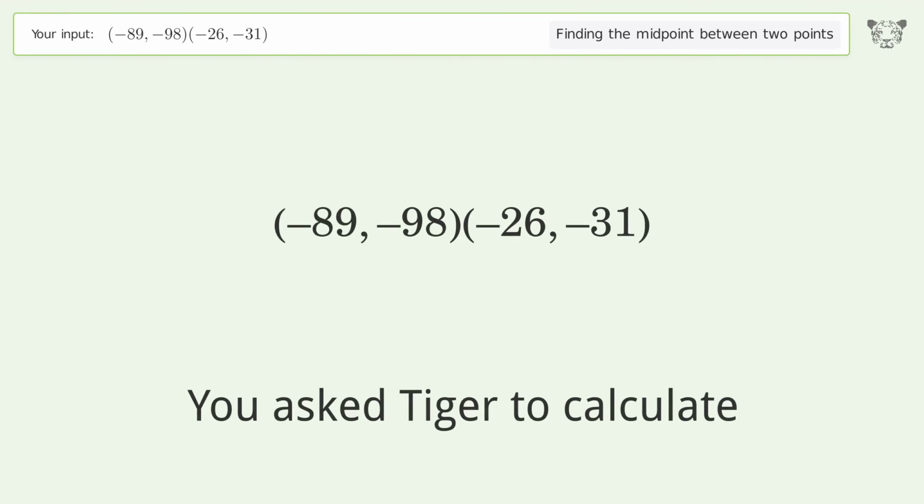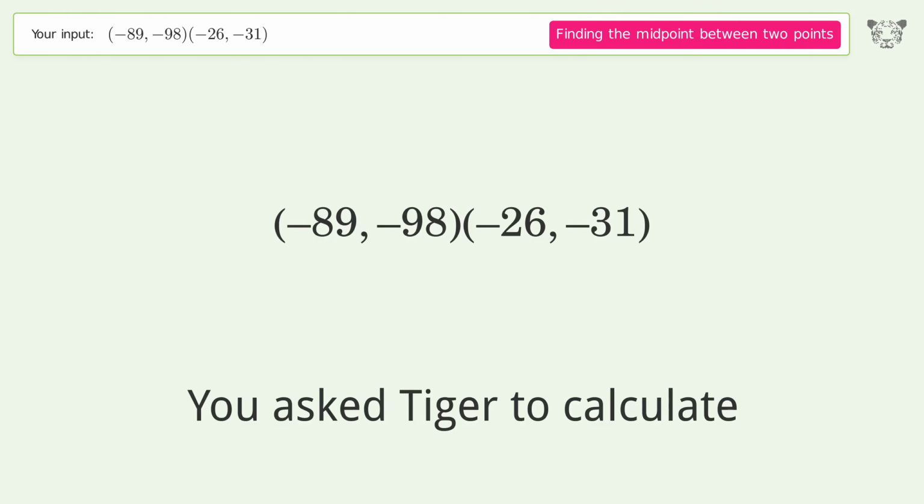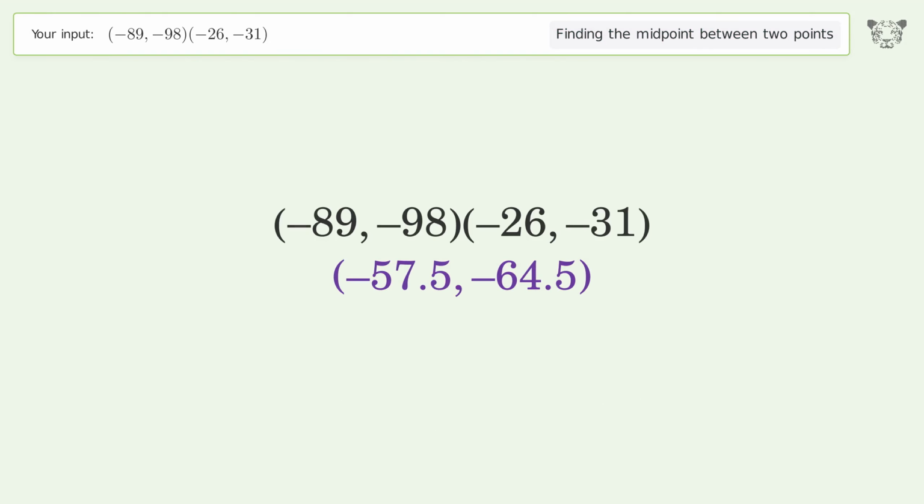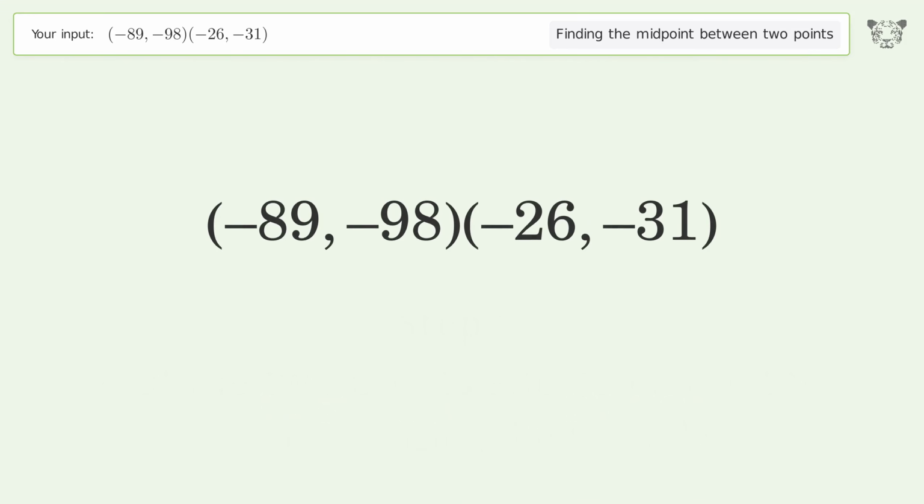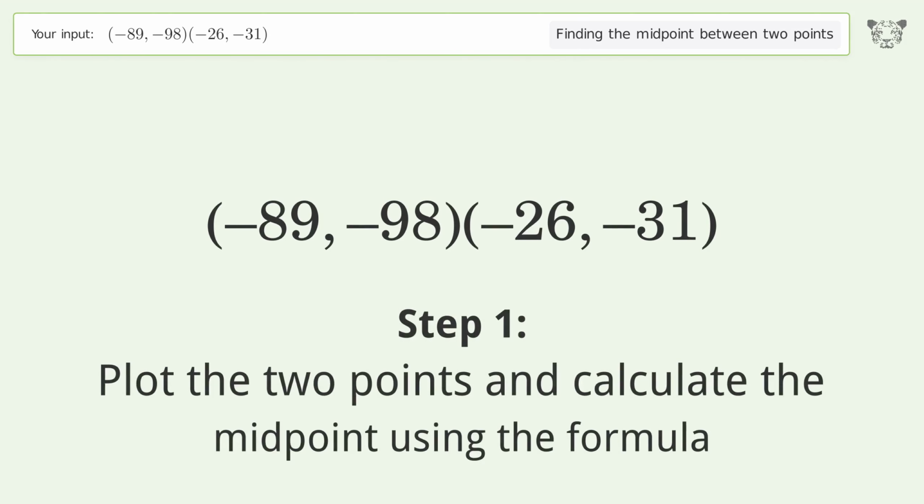You ask Tiger to calculate. This deals with finding the midpoint between 2 points. The midpoint between the 2 points is -57.5, -64.5. Let's solve it step by step. Plot the 2 points and calculate the midpoint using the formula.